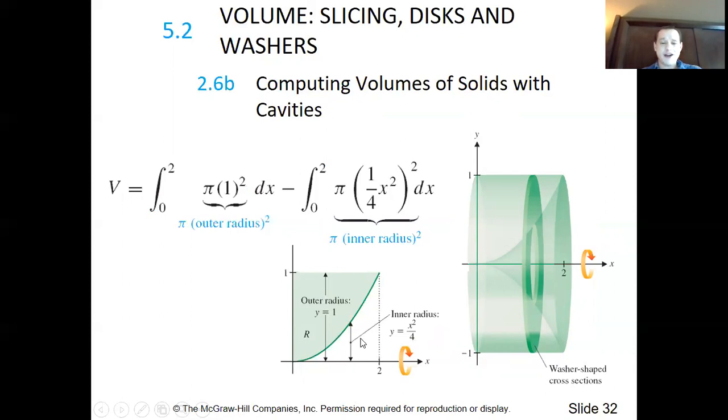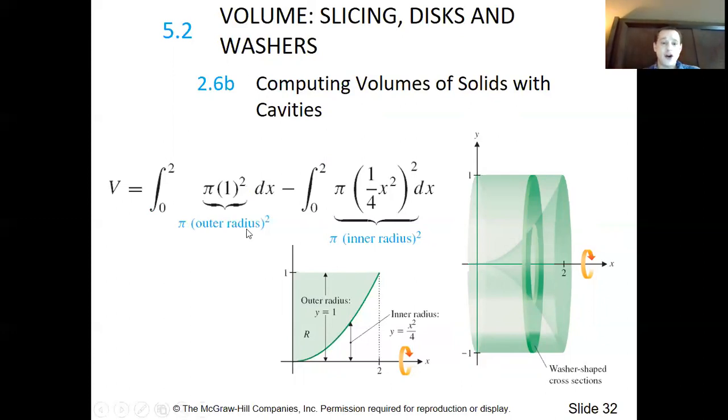So when you subtract off this inside volume, basically what you're going to do is subtract off the integral. The integral is pi r squared. The radius of this thing when you spin it around is the height of your strip, which is 1/4 x squared. That needs to be squared because it's r squared. That gives you the area of this inside part times its thickness, which is again dx.